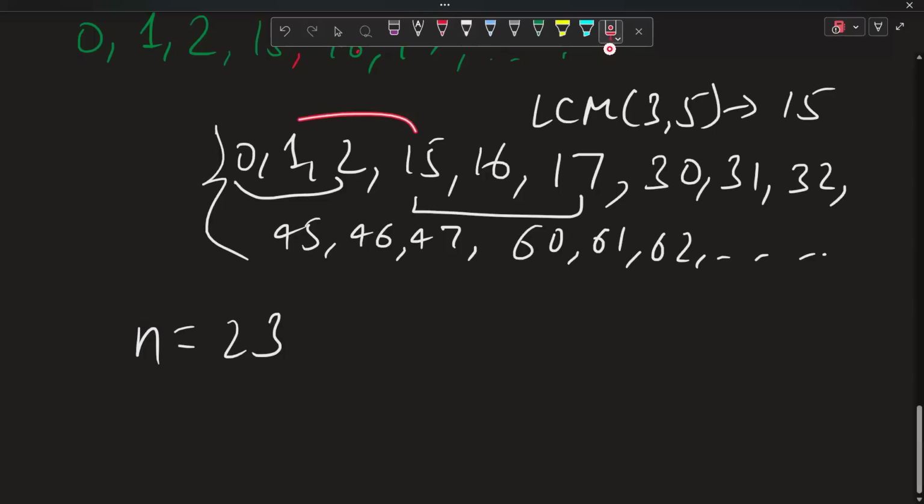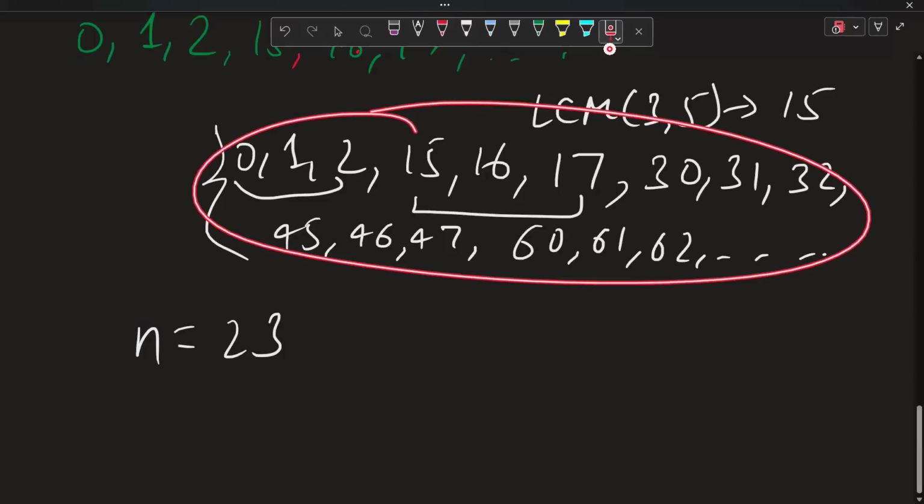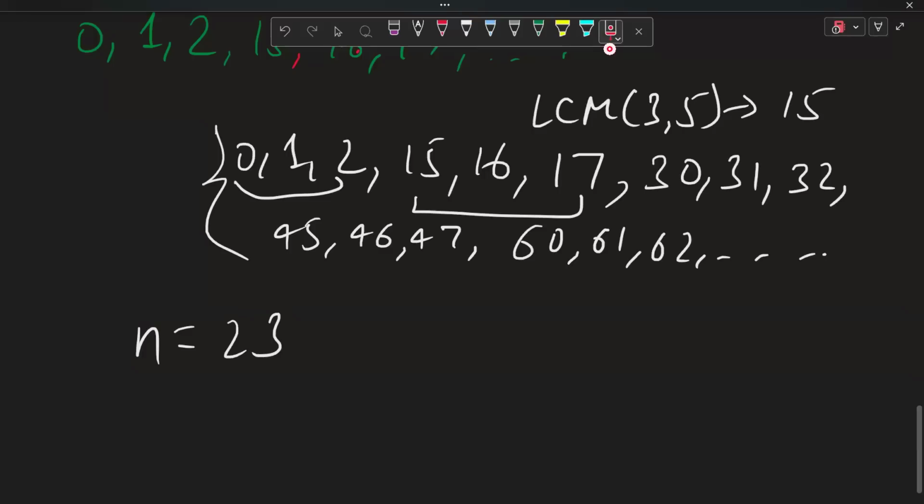Okay. So from this pattern till 23, how many numbers are there? How do you find that? You can see there are always groups of 3, 3, 3. First you will check if n is 23. How do you divide these numbers into groups?